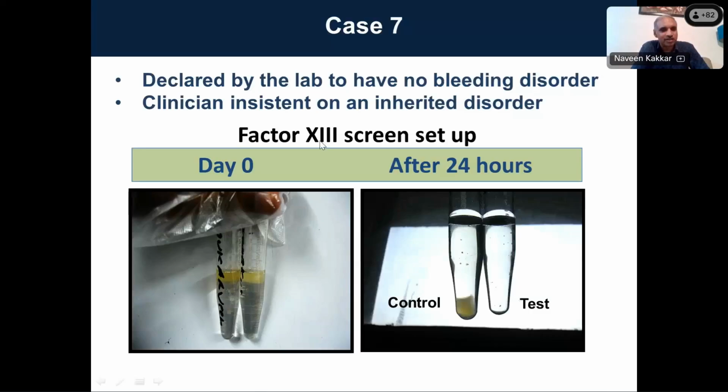So remember, what is another name of factor 13? It is fibrin stabilizing factor. Fibrin stabilizing factor, yes, sir. So once a clot is formed, it has to be stabilized by factor 13. If factor 13 is not there, the clot will deteriorate as the urea breaks the bonds. So this was factor 13 deficiency. This test is crude and works only in severe deficiency. For mild deficiencies, you need a factor 13 assay.